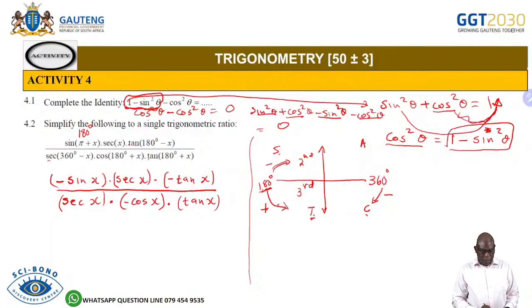Done. And this is how we mark it. 1, 2, 3, 4, 5, 6. So I already have 6 marks. So the last thing that you need to do is to cancel out.